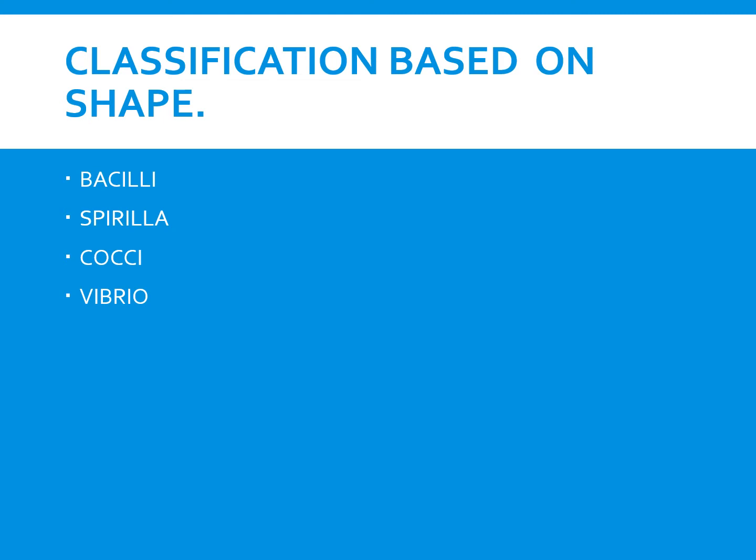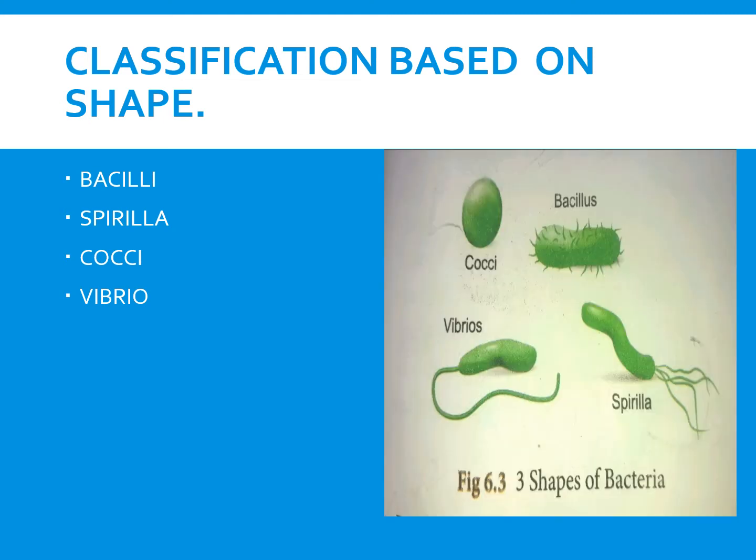Bacillus, bacillus singular, bacilli plural. Spirillum singular, spirilla plural. Coccus singular, cocci plural. So bacillus is rod shape, spirilla is spiral shape, coccus is spherical, and vibrio is comma shape. Now see the figure: bacillus rod shape, spherical, comma, and spiral.